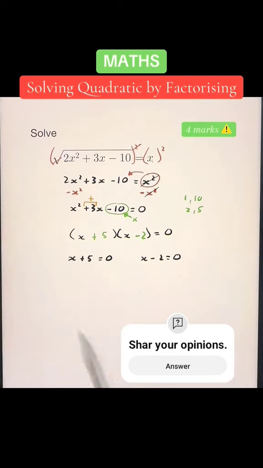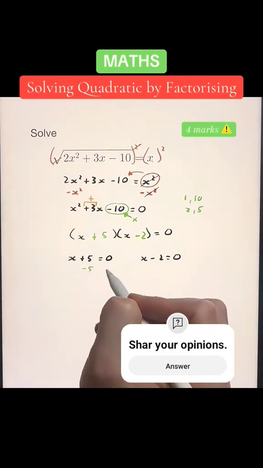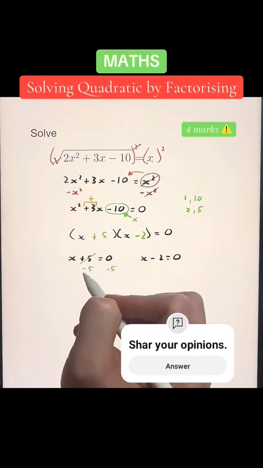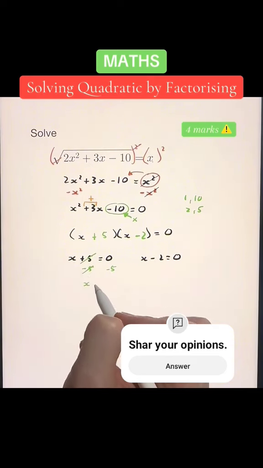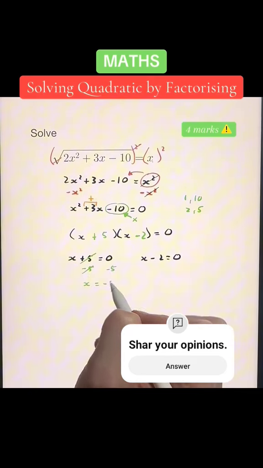As I want to get x by itself, I know the opposite of add 5 is subtract 5 from both sides. On the left-hand side, positive 5 subtract 5 will cancel, leaving us with positive x. And on the right-hand side, 0 subtract 5 gives negative 5.